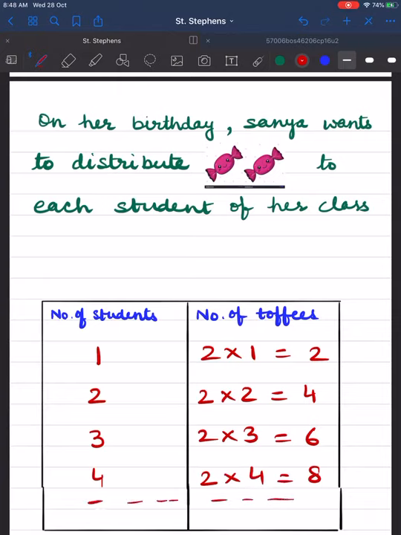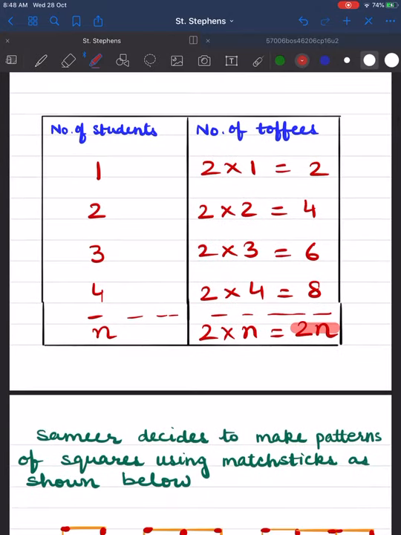Now children, we can generalize the rule. So we observe here that 2 remains same as Sanya has to distribute 2 toffees to each student. And here 1, 2, 3, 4 represent number of students. So if there are n number of students, the number of toffees required will be 2 into n, which is equal to 2n. So here 2n is the general rule. So if there are 47 children in the class, Sanya will require 2 into 47 toffees, which is equal to 94 toffees.